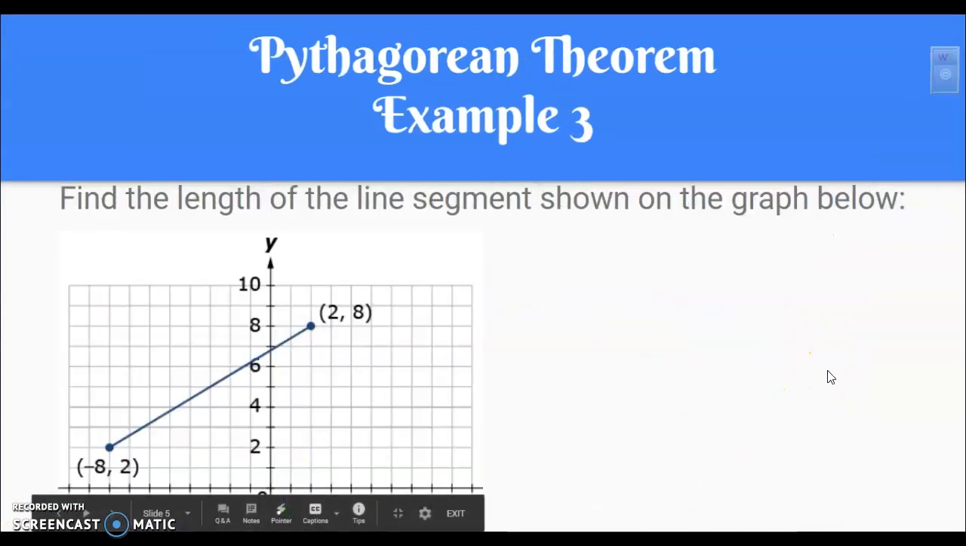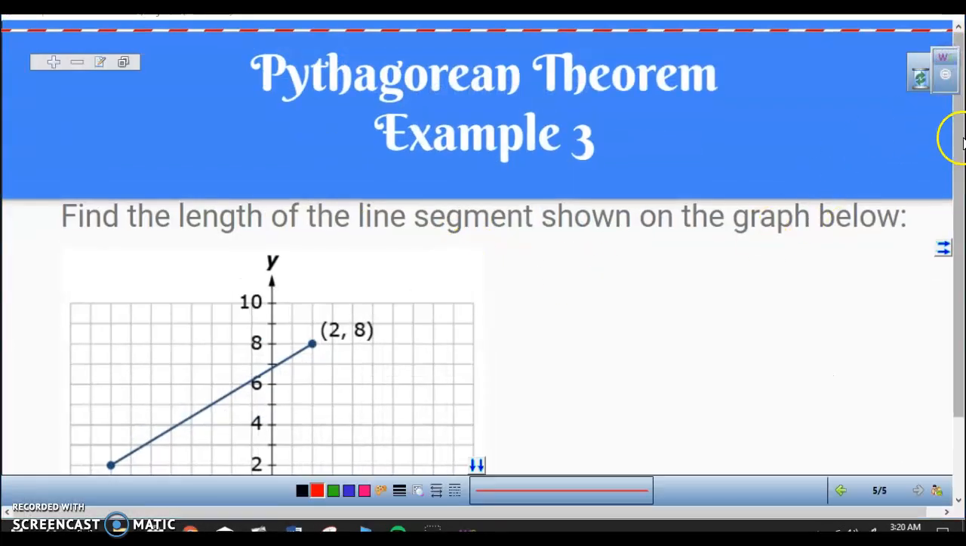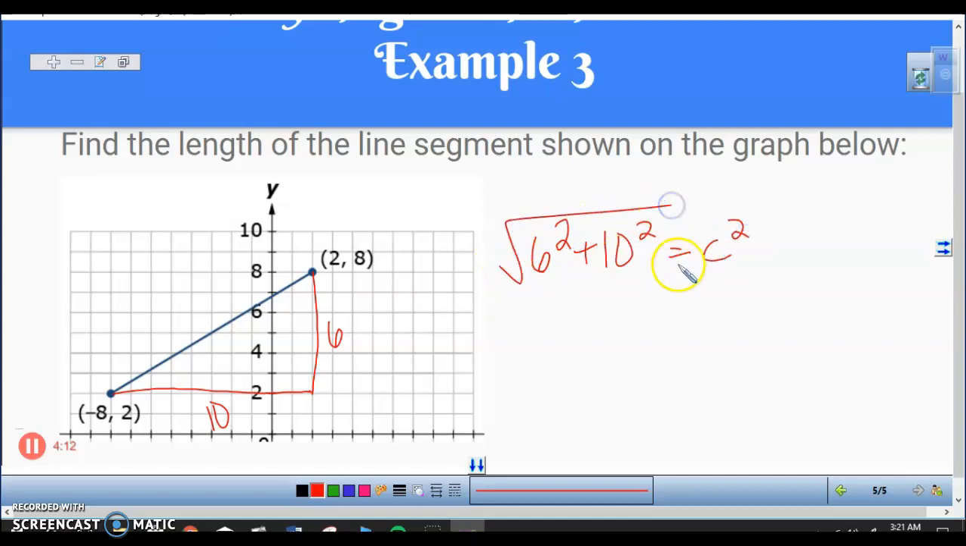Find the length of the line segment shown on the graph below. You can use the distance formula if you want. Typically, I just draw my right triangle here. Find the length of my legs. So this will be 2, 4, 6. And here would be 2, 4, 6, 8, 10. Pythagorean theorem would be 6 squared plus 10 squared equals c squared. I can go ahead and shortcut and square root both sides.